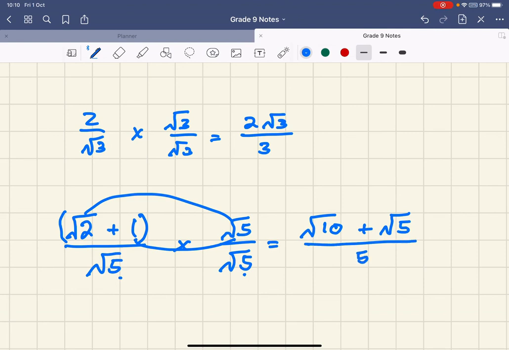Now I can't do anything with that because I'm not allowed to add the root 10 and the root 5. There's no square numbers that go into root 10. There's no square numbers that go into root 5. I can't cancel the 5 with the 5, so I'm just going to leave it exactly like that.